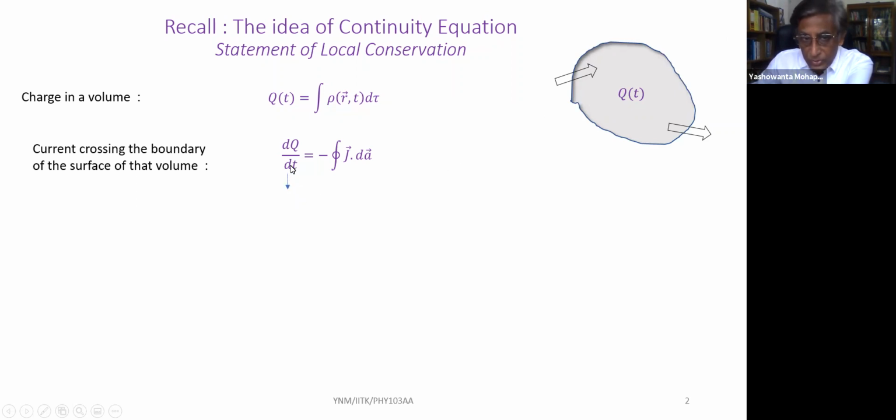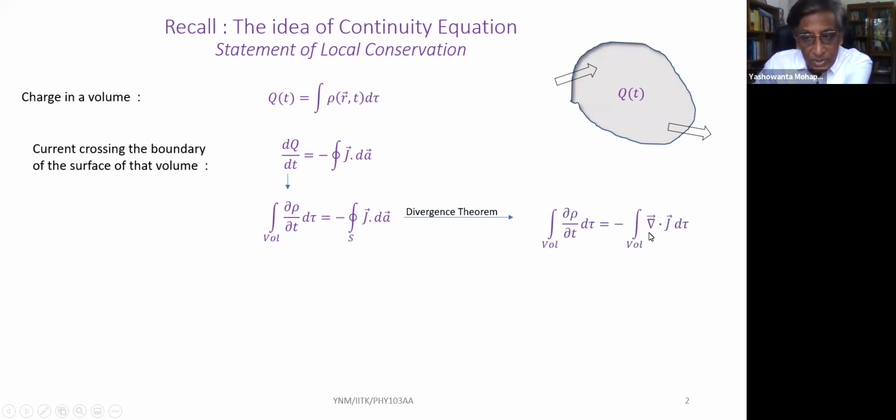So we can always write this dQ/dt and bring it under a volume integral by making it a partial derivative, del rho by del t, integrated over the volume, and the right hand side is still the current going through the surface. Now this is a surface integral, but we always know a closed surface integral can be converted into a volume integral. That's through the divergence theorem. So the right hand side now becomes a volume integral, which is minus divergence of J d tau.